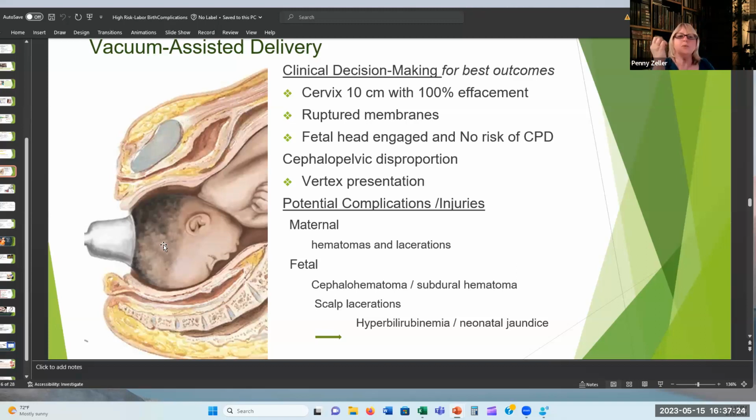Okay, so this can cause lacerations in her perineal tissues, hematomas. For the fetus, it can cause what's called a cephalohematoma, where the fetus has a hematoma on the head in the scalp. Subdural scalp lacerations, and then of course, subsequently will develop hyperbilirubinemia or neonatal jaundice.